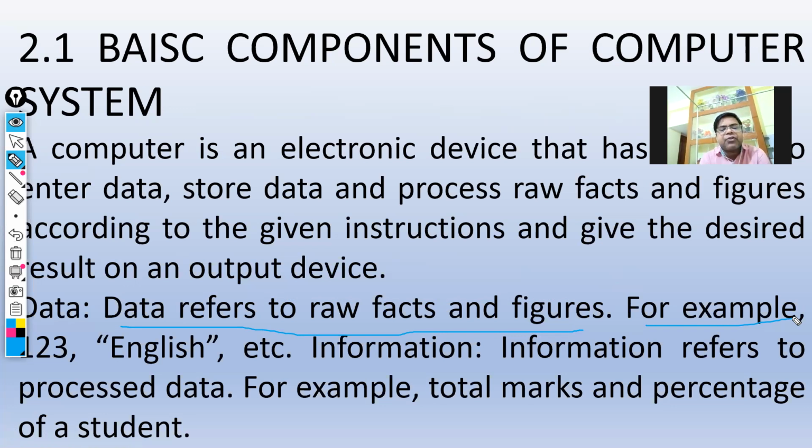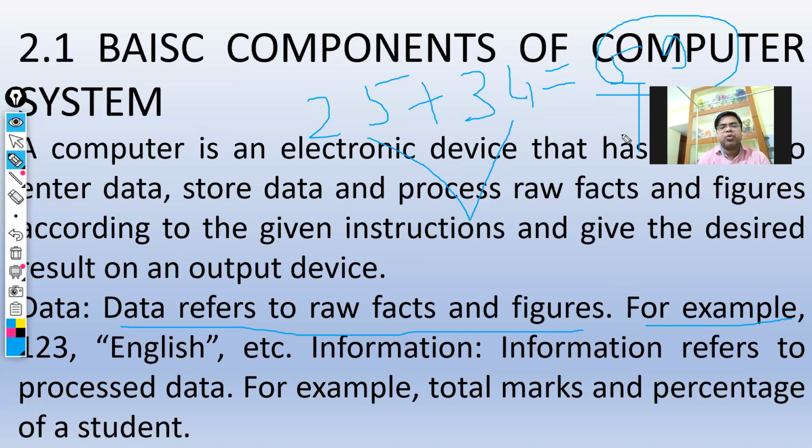Information refers to processed data. Like I have two numbers, 25 and 34. Here 25 and 34 are both data. But when you get the result 59, then this will be your processed result, which will be called information.